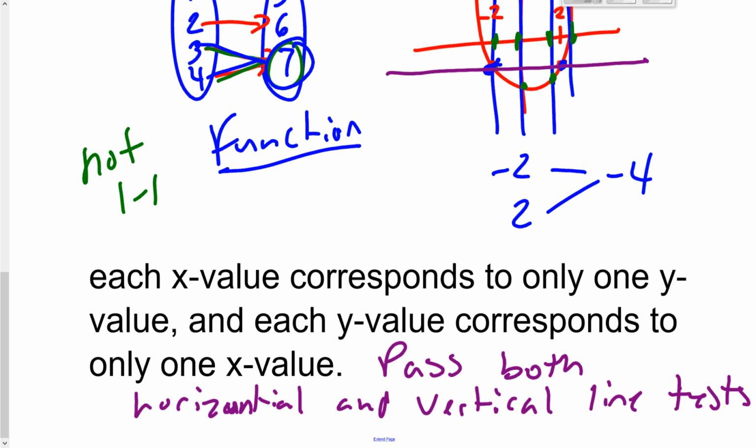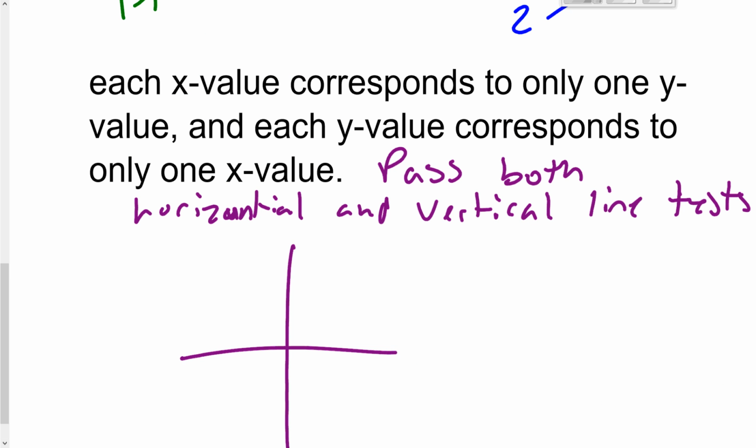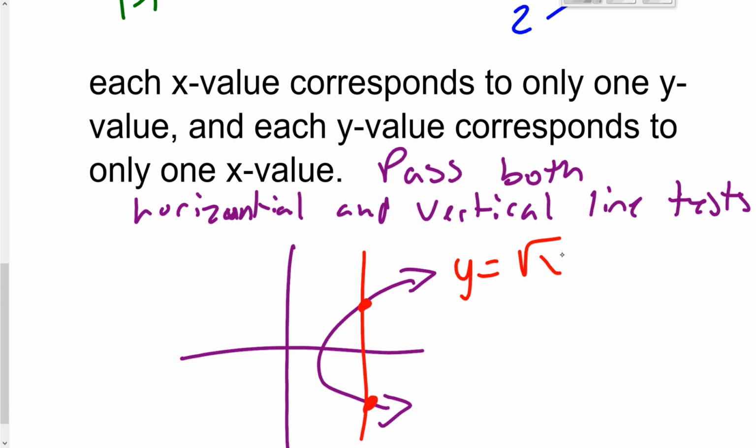And so let's look at some others. How about this one? How about this function? All right. So we can see that automatically it doesn't pass the vertical line test, so it's not a function. If it's not a function, then it's not a one-to-one function. So these are square roots, right? Y equals square root of x. That's the parent function of this one. So all square roots will not be one-to-one functions.